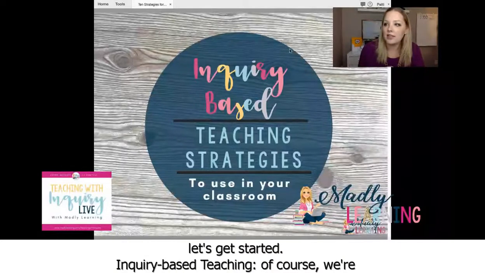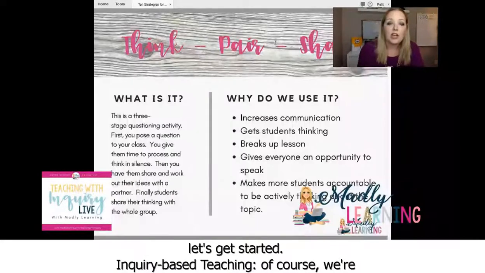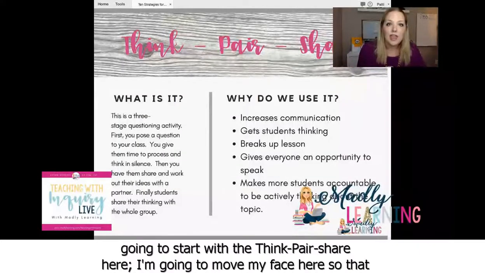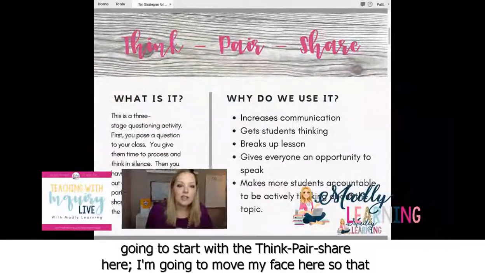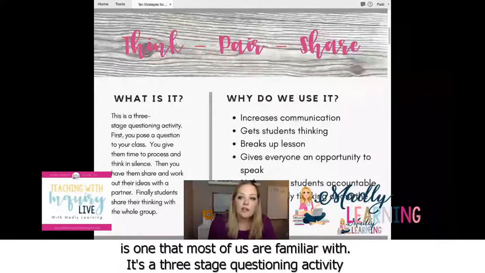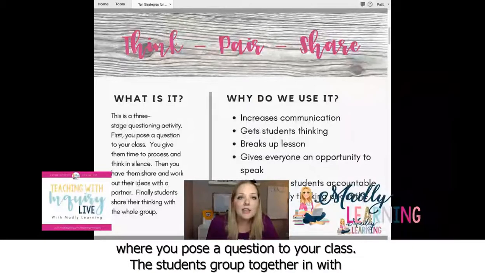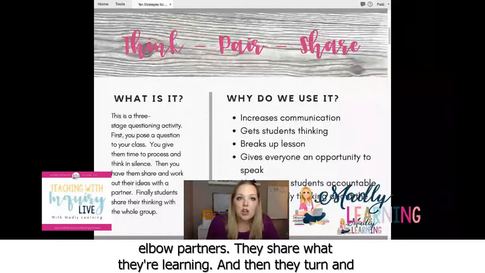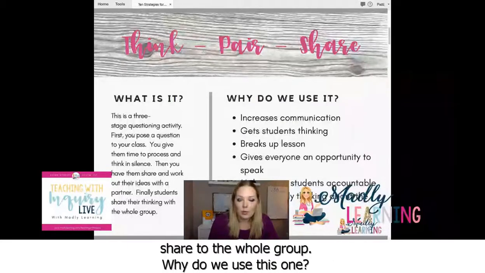All right, so let's get started. Inquiry-based teaching, of course, we're going to start with the Think-Pair-Share here. I'm going to move myself to the bottom so that you can see the slide. The Think-Pair-Share is one that most of us are familiar with. It's a three-stage questioning activity where you pose a question to your class and the students group together with elbow partners and they share what they're learning and then they turn and share to the whole group.